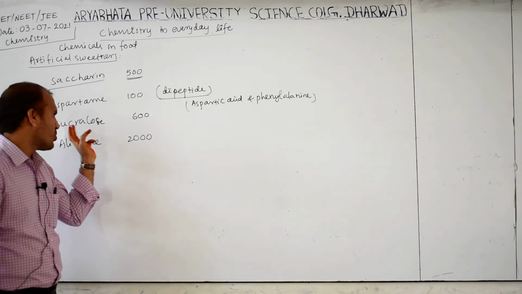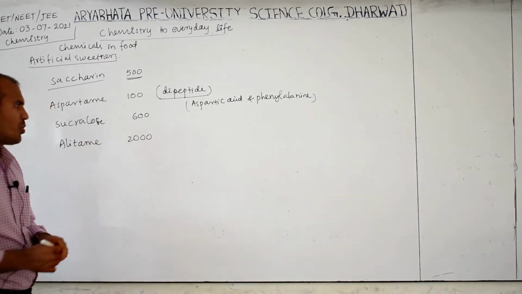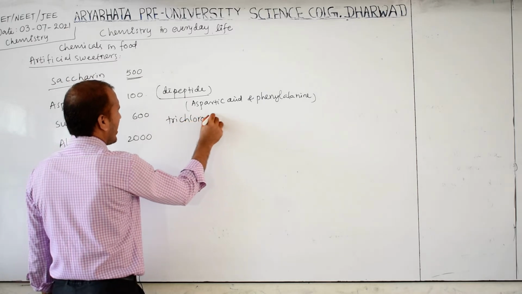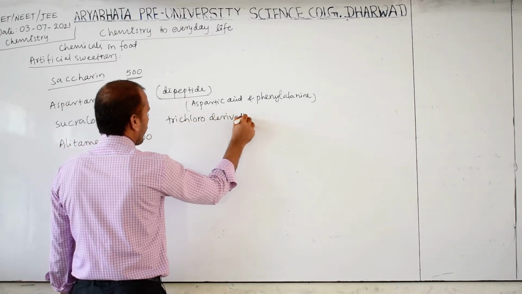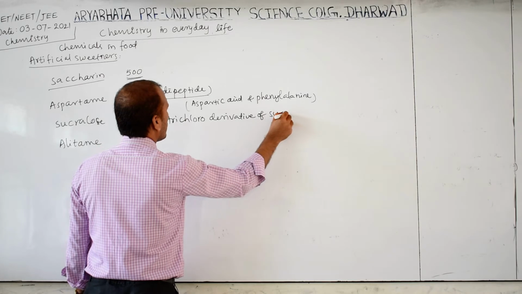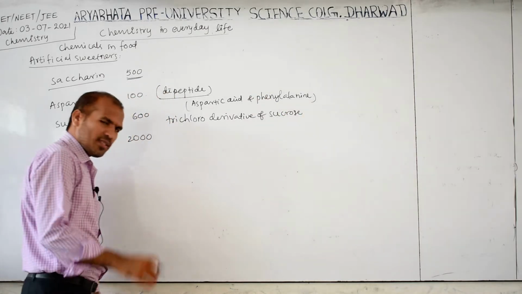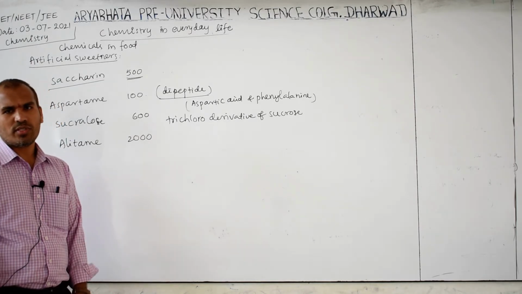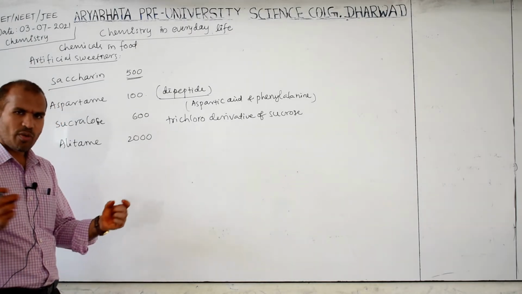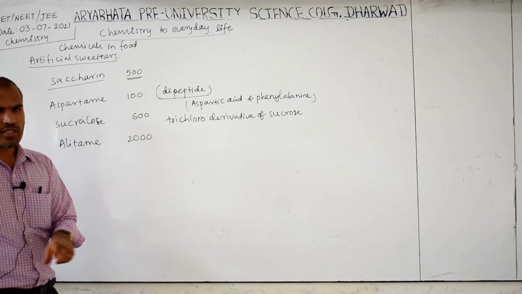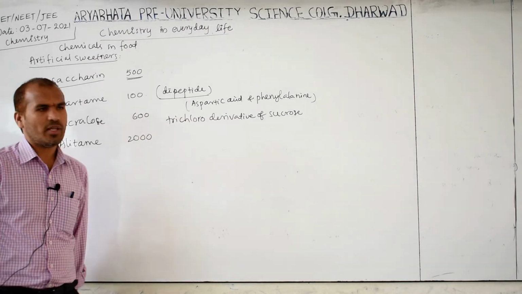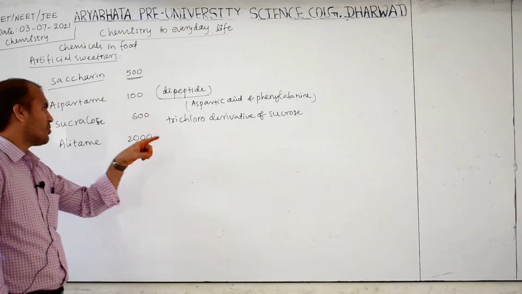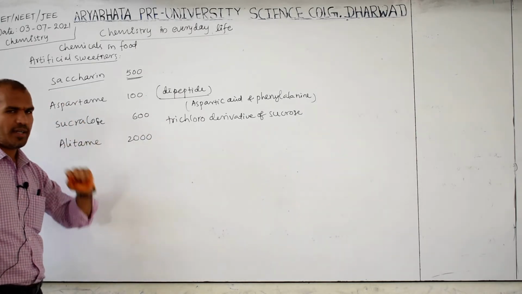Okay. Next is sucralose. Sucralose is a trichloro derivative of sucrose. Sucrose formula you know, structure also you know. One is D-glucose, another is fructose, both combined. So the same structure, but somewhere 3 chlorines will be there, therefore it is called a trichloro derivative of sucrose, that is called sucralose. It is 600 times sweeter.